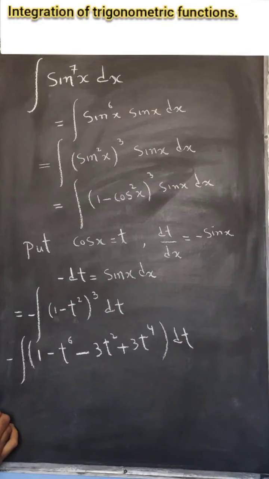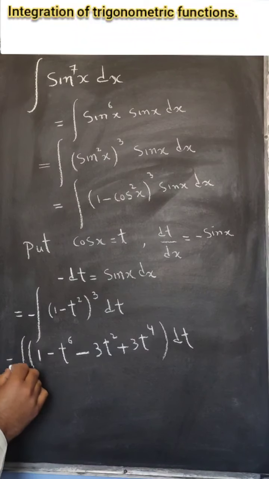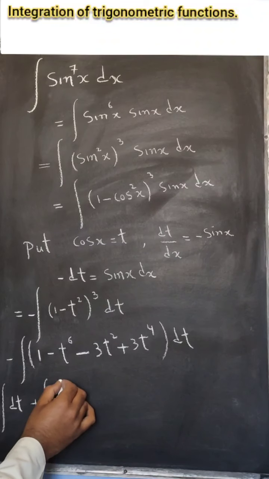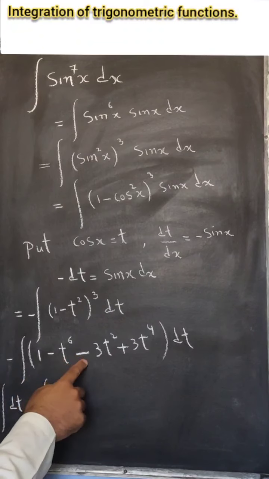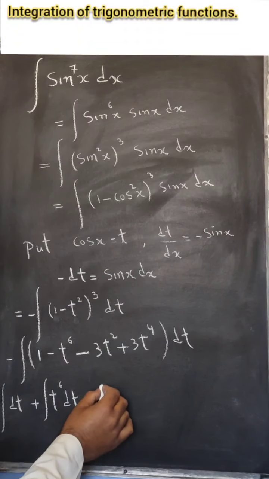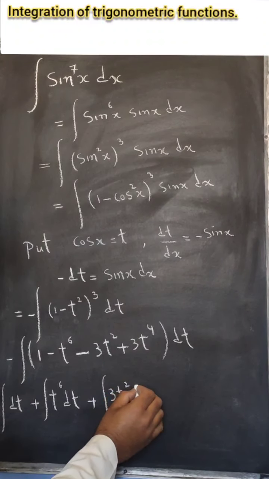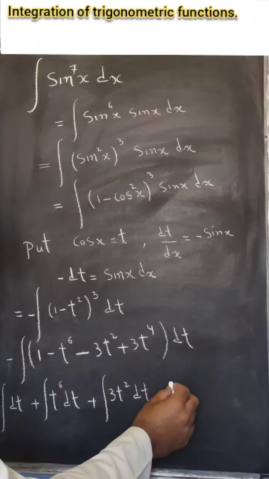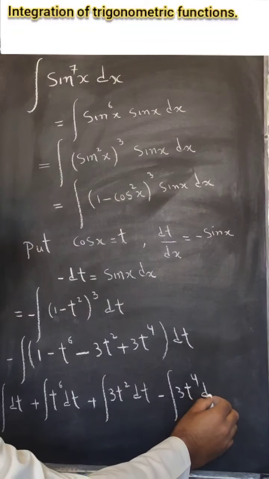Or we can write it is minus times integral 1 dt, that is dt, minus minus plus integral t raised to power 6 dt, minus minus again plus, it is integral 3 t square dt, then minus plus is minus integral 3 t raised to power 4 dt.